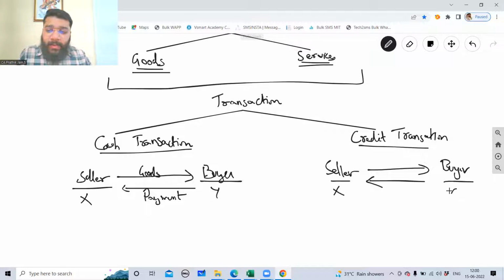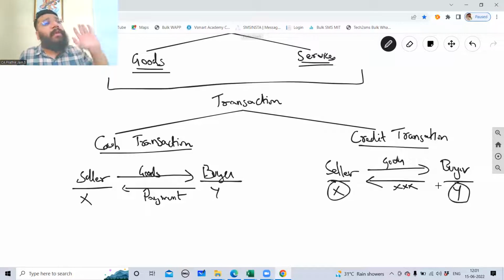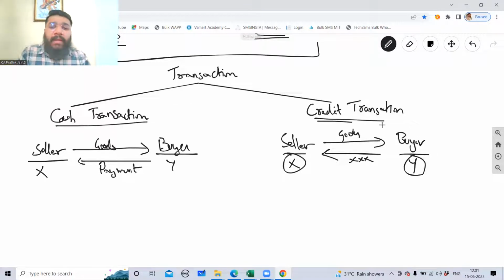This is X, this is Y. Seller is selling goods to the buyer. In return, the buyer is not making the payment. He's saying that I'll give you the payment after a few days. And X very well knows Y, from a very long time. So Y says, you know me for a very long time, so I'll make you the payment a little bit later because currently I'm running short of cash. So X understands his position. He said no problem. Right? This is called a credit transaction.